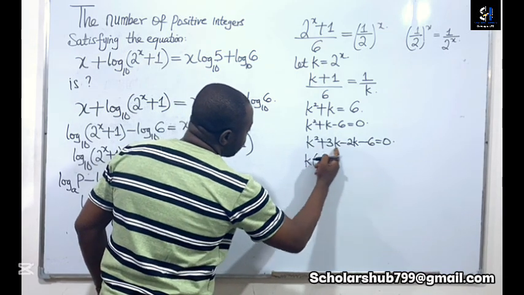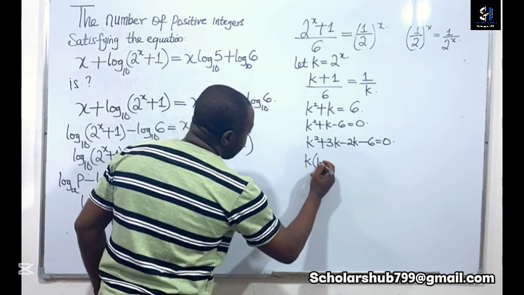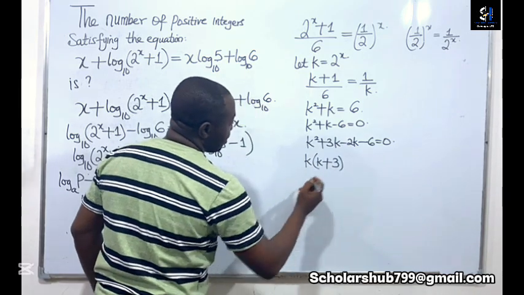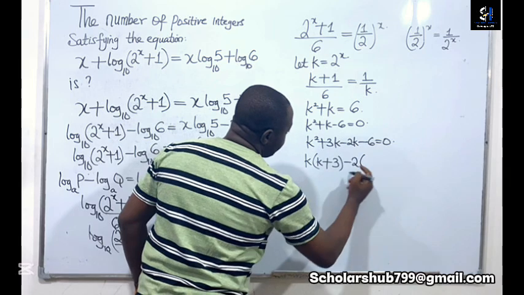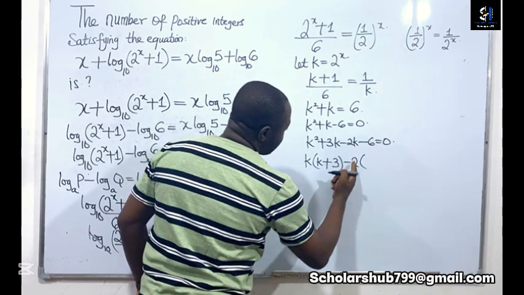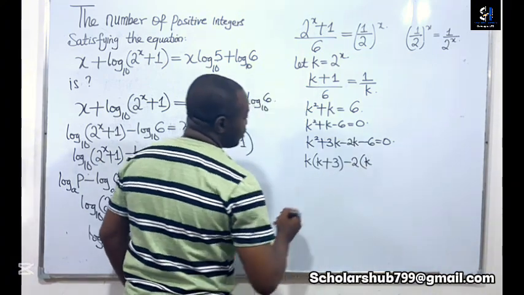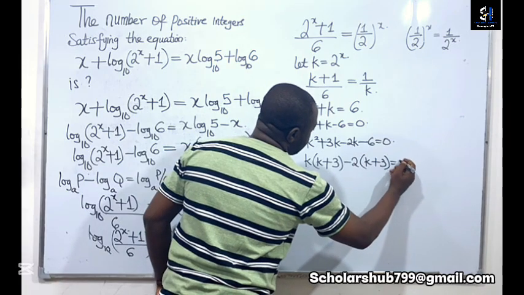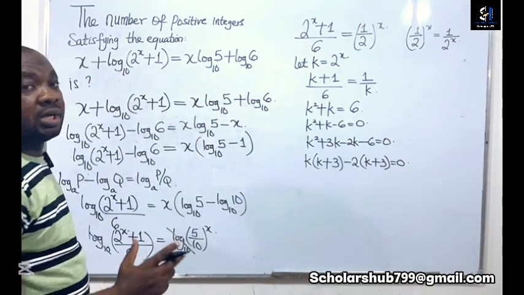So I'm going to divide this by k. k squared divided by k will be k. 3k divided by k will be 3. Then minus 2 in parentheses, so I'm going to divide this by negative 2. Minus 2k divided by minus 2 will be k. Minus 6 divided by minus 2 will be plus 3. And that's equal to 0.